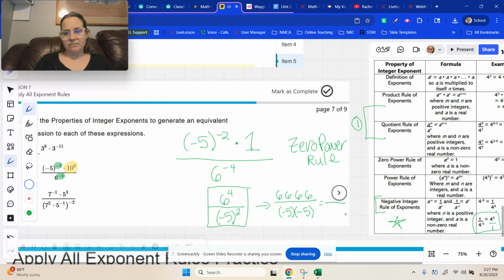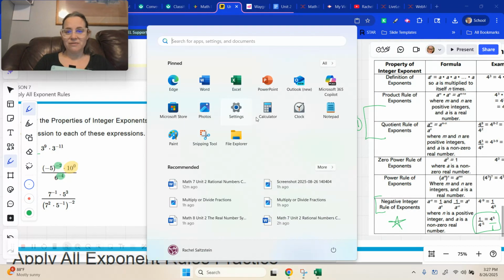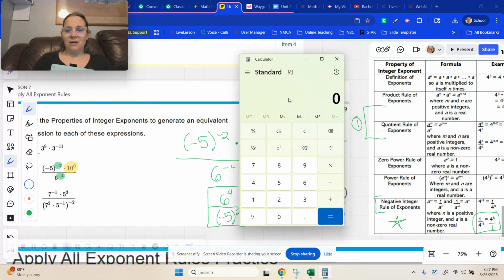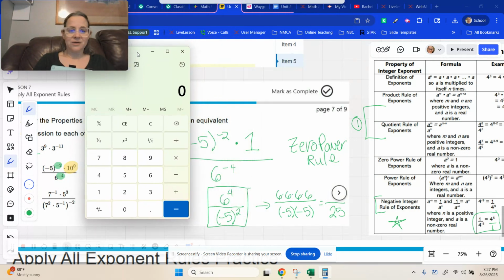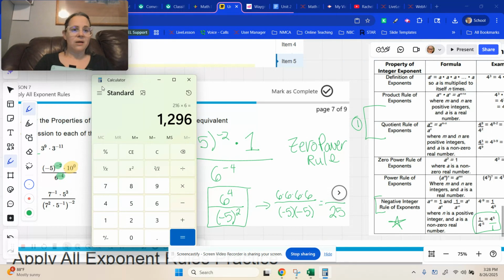I don't know what 6 times 6 times 6 times 6 is. I'm going to use the calculator for that. But I know -5 times -5 is positive 25. So here I can just do 6 times 6 times 6 times 6, and I get this big number, 1,296. Okay. Or, see, I'm in the standard calculator.